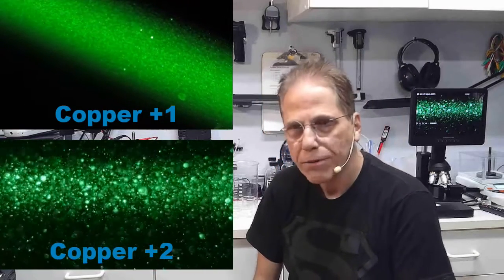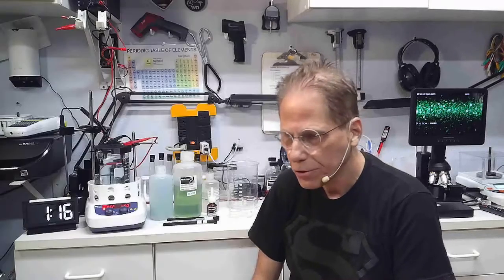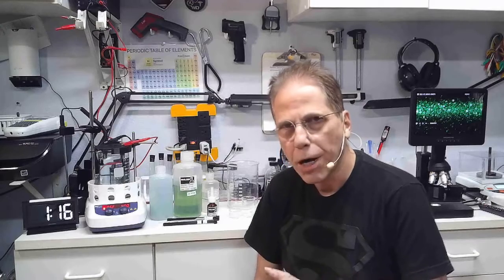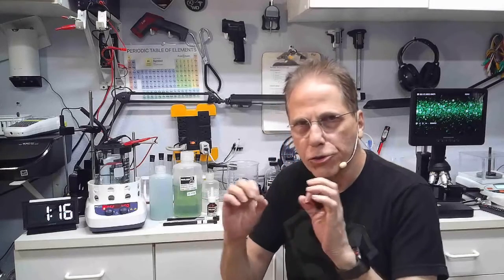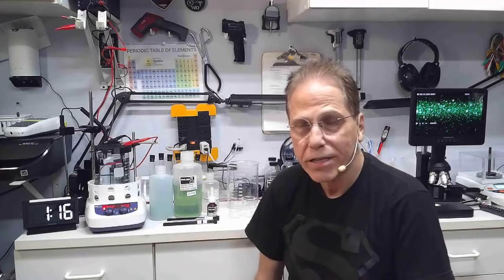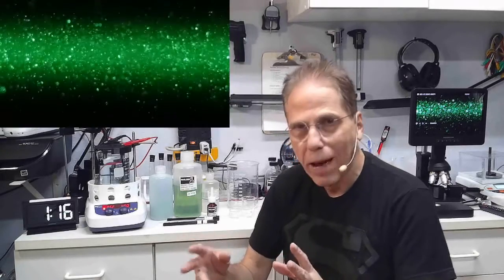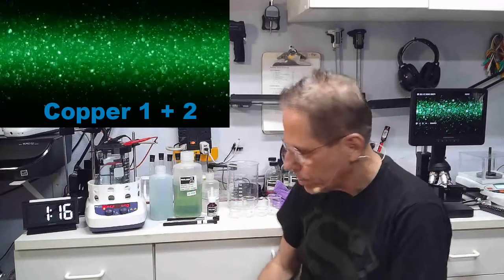Here is how it looks on the microscope. As you can see, the two different coppers are distinctly different. Cu+1 is much more dense and compact, and Cu+2 is larger and more round. When you mix them together, you get kind of an amalgam of the two. And this is what brings me to today's discussion.